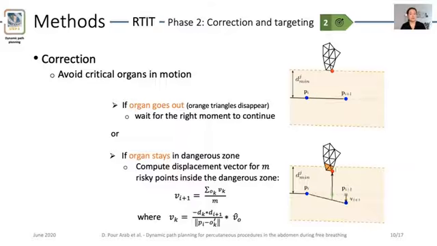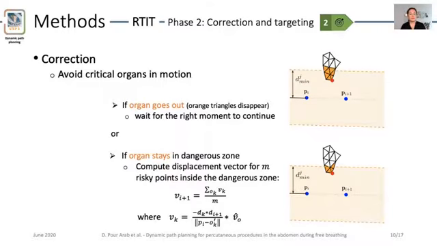We distinguish two cases. The first case, illustrated in the top video, is when an organ enters the safety zone and then goes out of the way. In this case, we simply wait for a few seconds and start again the insertion when it's safe to move on.